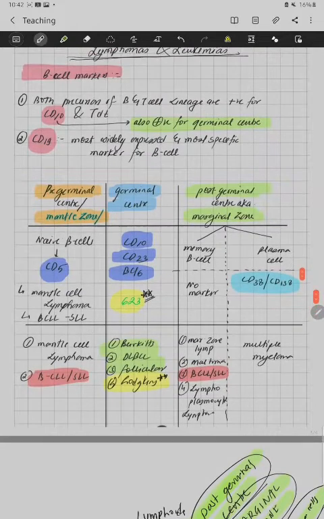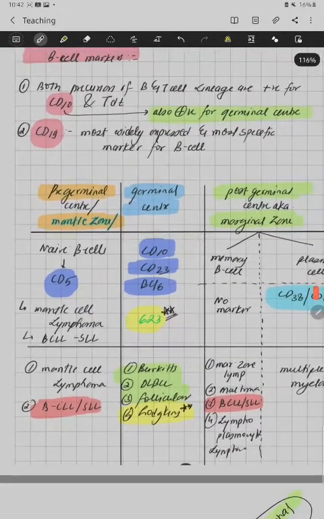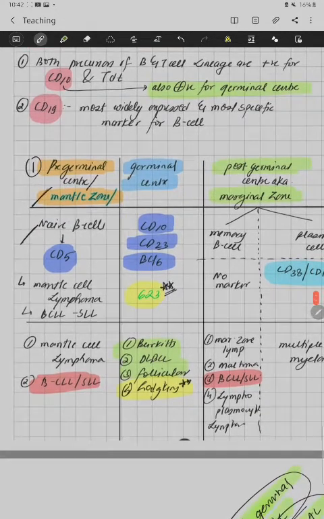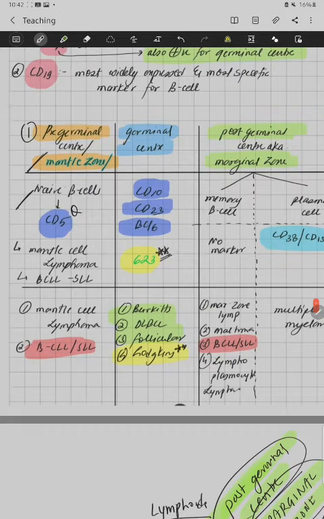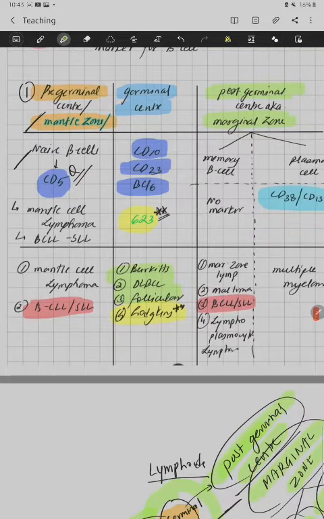First, we have the pre-germinal center where naive B cells are present. Pre-germinal center is also called the mantle zone. The marker of naive B cell is CD5, extremely important. And there are two malignancies arising from pre-germinal center. First is the mantle cell lymphoma, because the zone is called the mantle zone. And the second one is BCLL SLL.